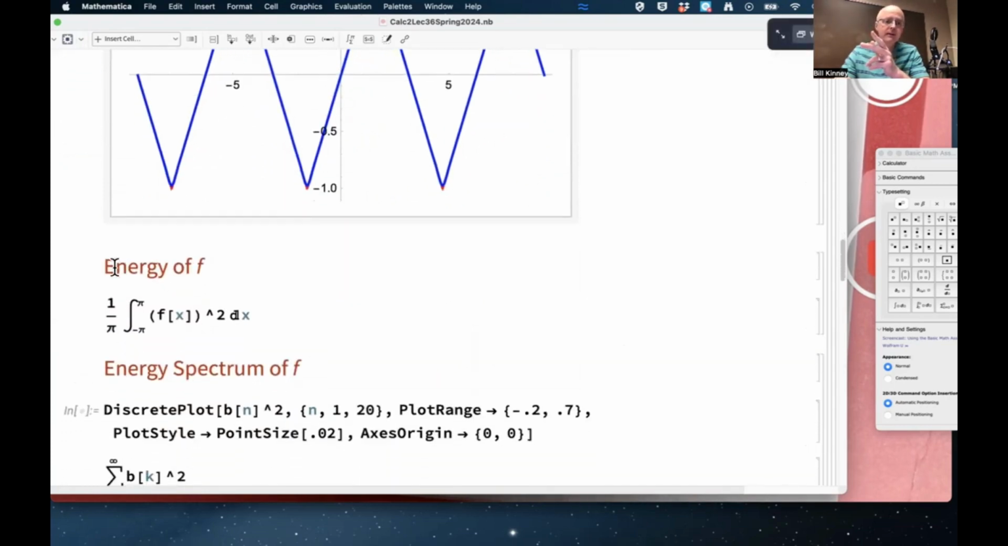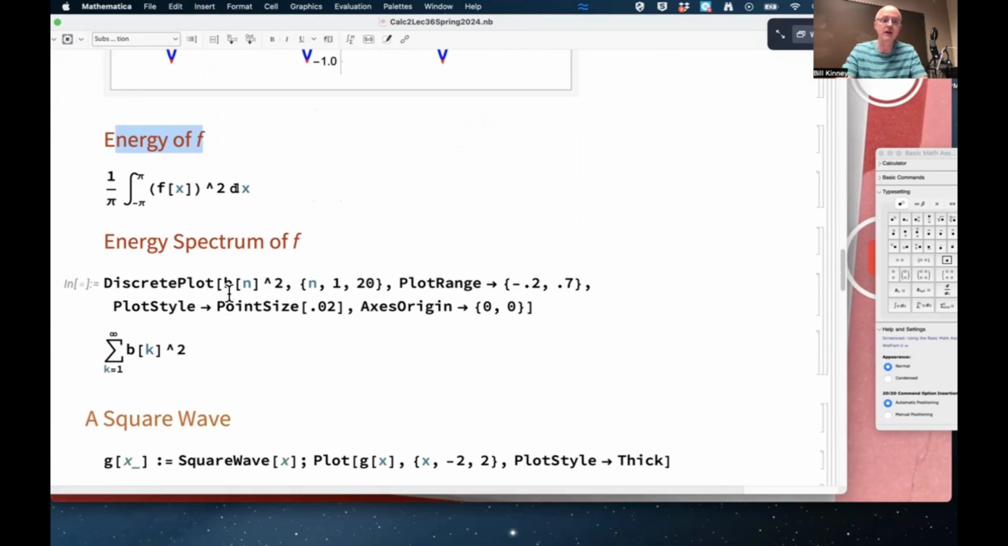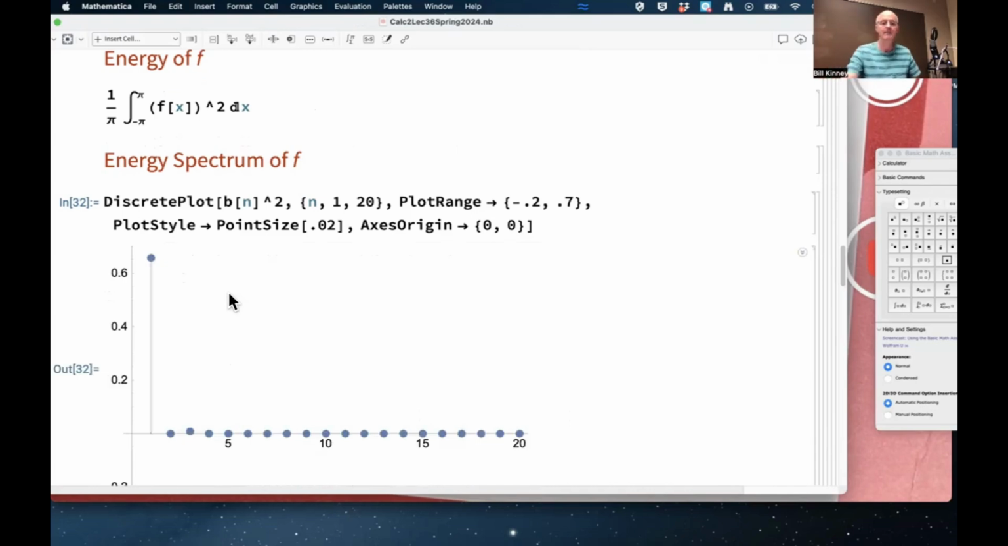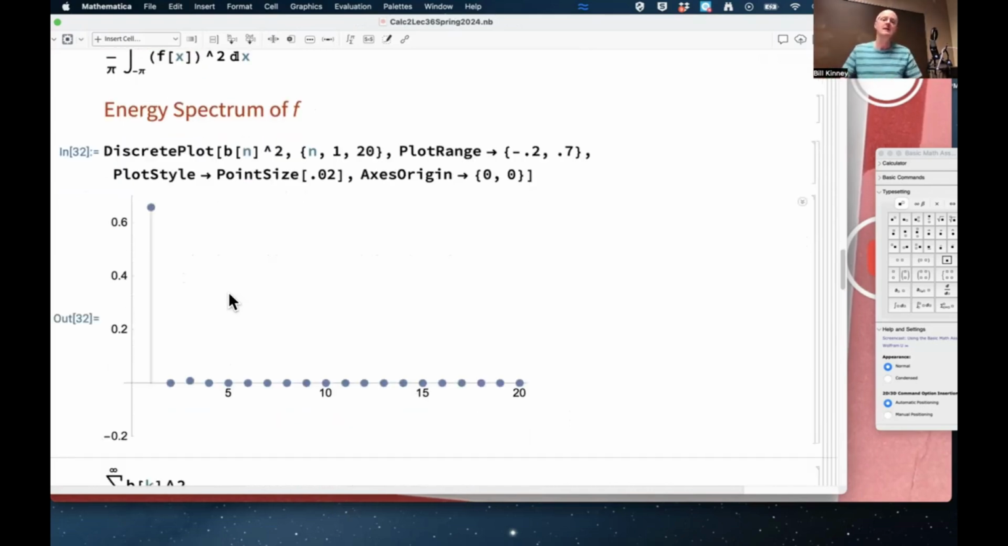You can also compute something called the energy of the function, which is related to the energy of the sound wave, for example, and find out what's called an energy spectrum, which is essentially discrete information about the signal. Most of the energy is in what's called the 0th harmonic here, I believe, or it's the first harmonic.